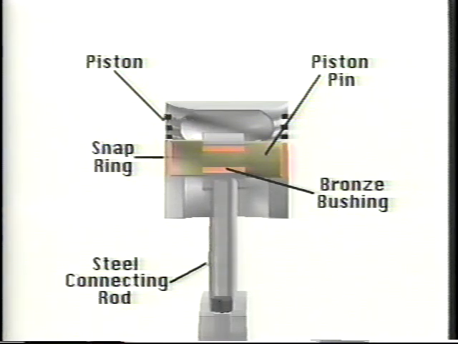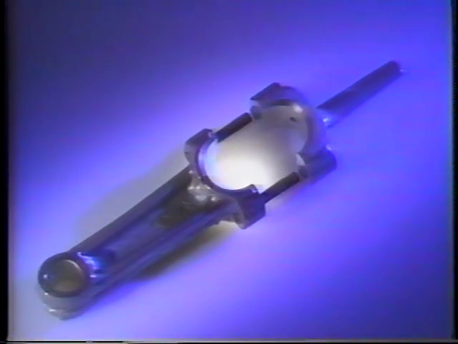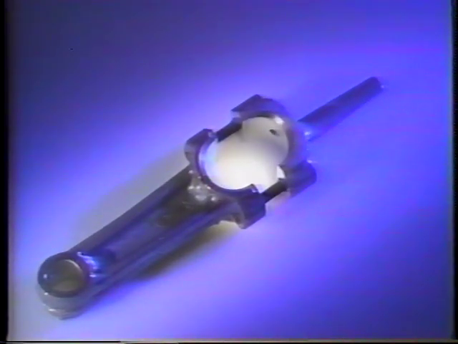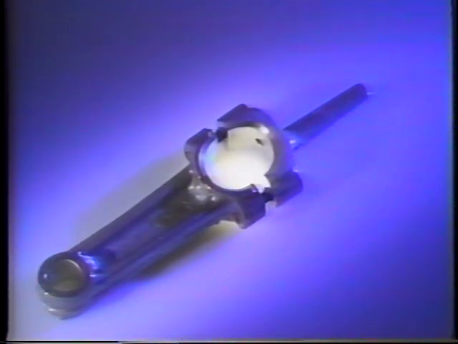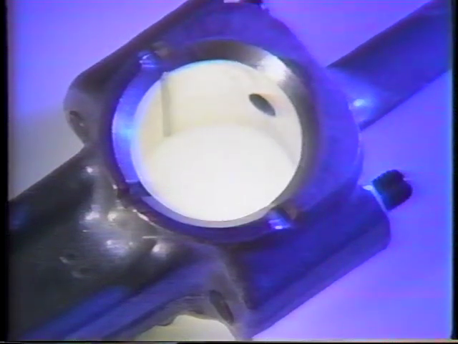Note how the piston pin joins the piston and connecting rod. Either a force fit or small snap rings keep the piston pin inside the piston. The large end of the connecting rod bolts around the crankshaft. The rod cap fits over the bottom end of the connecting rod body. Case-hardened bolts secure the rod cap.